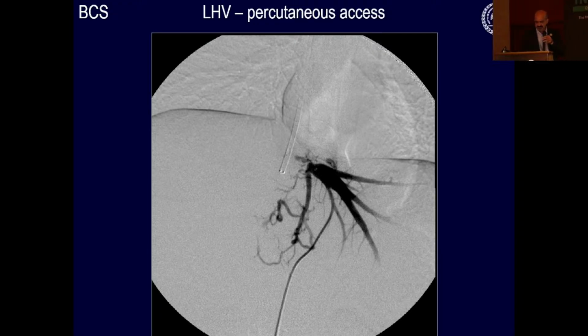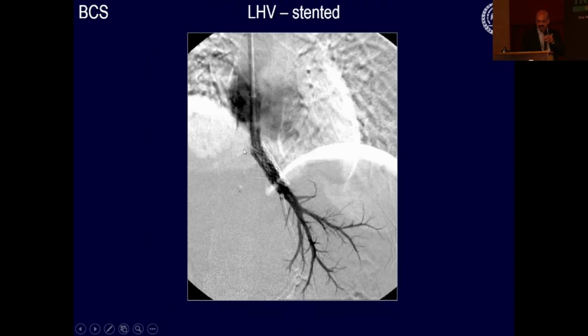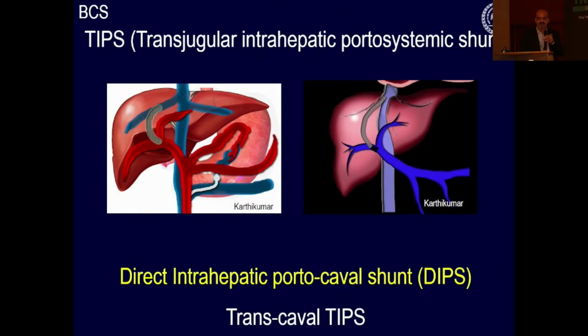So here, the left hepatic vein, we have approached percutaneously, and then we have passed a wire, and this wire we have snared, and then we have placed a stent. So this is done in our situation as a second option, where the first option is always that we go from the transvenous route. If physiological restoration is not possible, then we go for physiological modification.